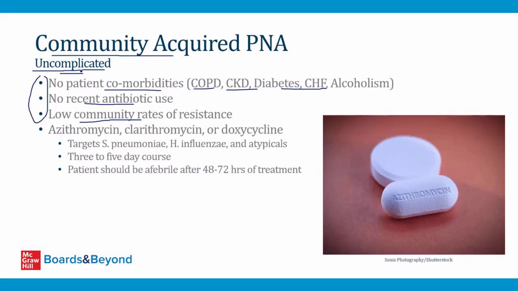of community-acquired pneumonia. And in these cases, some of the antibiotics that are typically used are azithromycin, clarithromycin, or doxycycline. These antibiotics target the bacteria that commonly cause community-acquired pneumonia like strep pneumoniae, H. influenzae, and atypicals. Patients usually take a 3 to 5 day course, and they should be afebrile after 48 to 72 hours of treatment. If they're not, it implies they may have a more complicated infection.